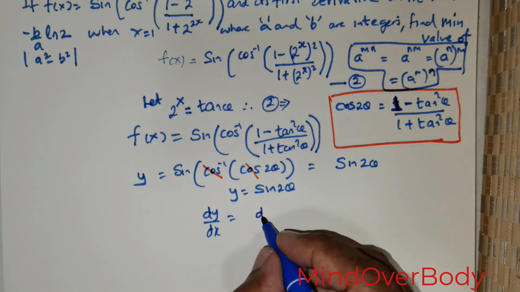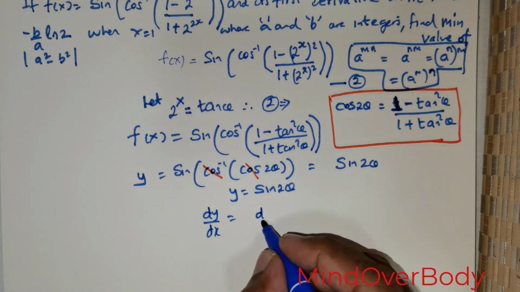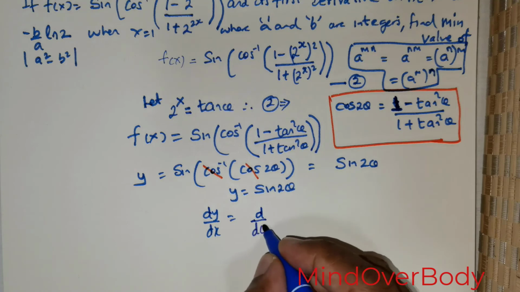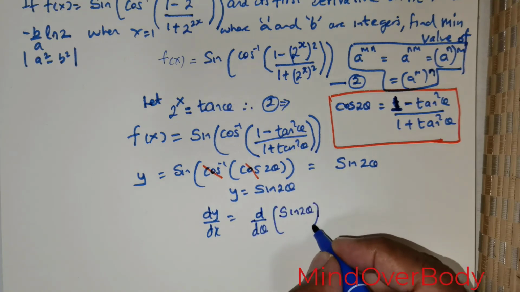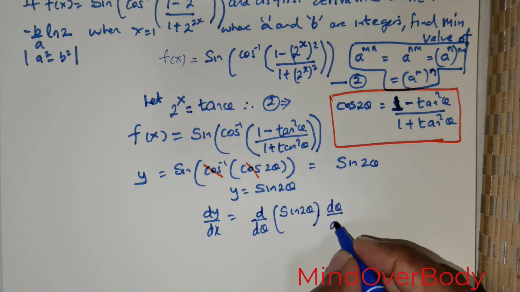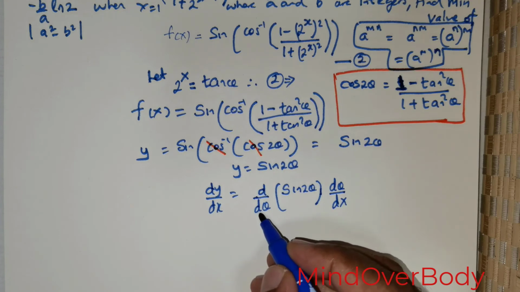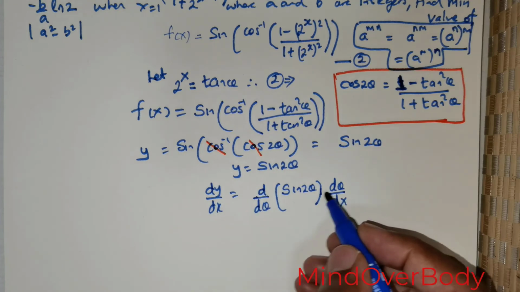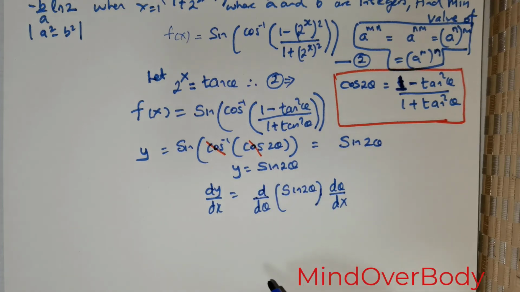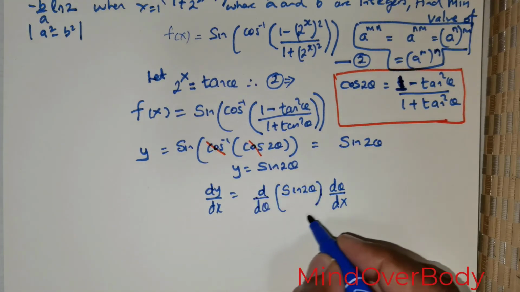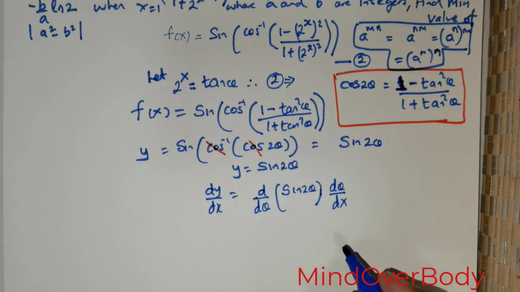So of course we have to differentiate with reference to d over dx, right? But I'm going to write it like this: d over d theta of sine 2 theta times d theta over dx. So actually what am I doing here? I'm just adding a d theta and removing a d theta, for the reason that I have sine 2 theta. Okay, so this differentiation is possible. It's simple. Now, what are we going to do for d theta over dx?